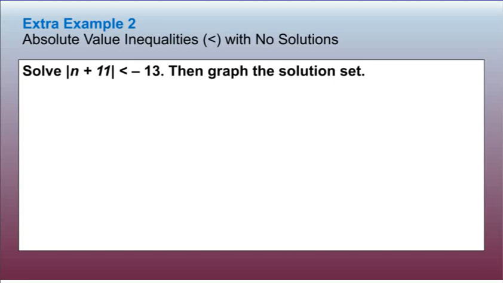Next, here again, I have the absolute value by itself, and it's less than a negative number. It means there is no solution here. And when it does say to graph the solution set, since there is no solution, there is nothing to graph. Therefore, we do not have a graph on it.